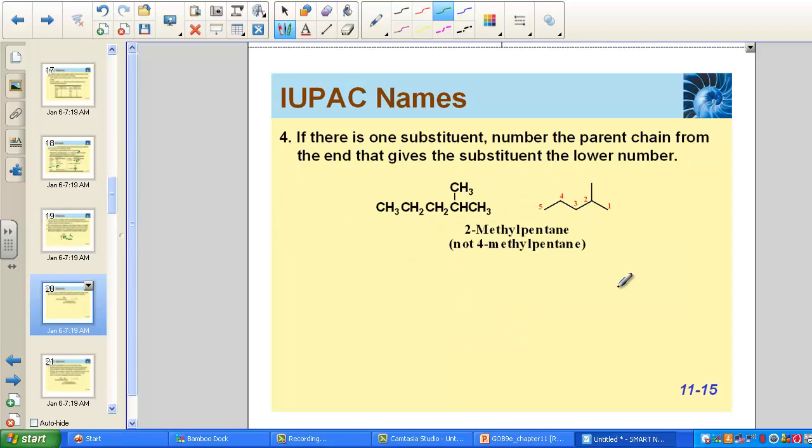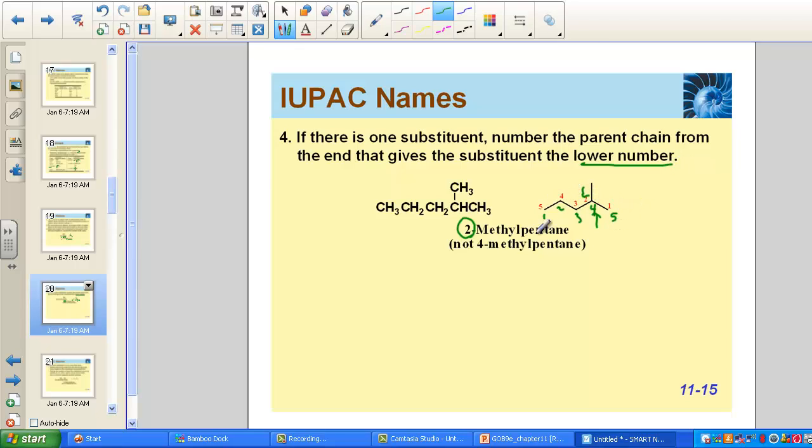Rule 4 discusses if there's more than one substituent group. If there is one substituent, number the parent chain from the end that gives the substituent group the lowest number possible. So even though this branch is a methyl branch, counting from left to right, this would be called 4-methylpentane. If I counted from right to left, 1, 2, 3, 4, 5, as it's shown on the slide, the number 2 is smaller than the number 4. Therefore, we correctly name it with the lowest number possible.